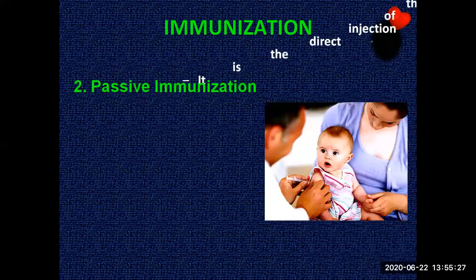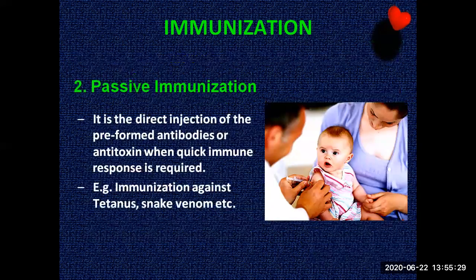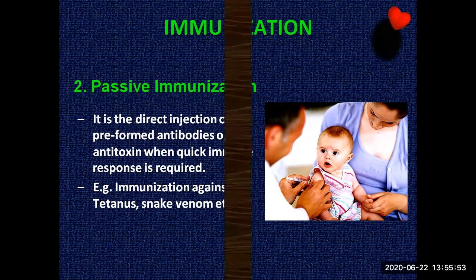Okay, so when it comes to passive immunization, it is a direct injection of preformed antibodies. Preformed antibodies, you'll find this line in previous questions. Or antitoxin when a quick immune response is required. Like in a case of snake bite, when the snake poison is roaming all over the blood, we can't produce antibodies immediately. So we should take antibodies from outside, which are prepared in horses. That is what we call passive immunization.